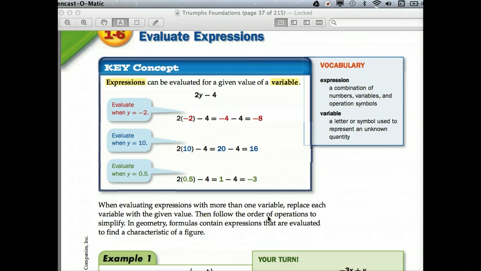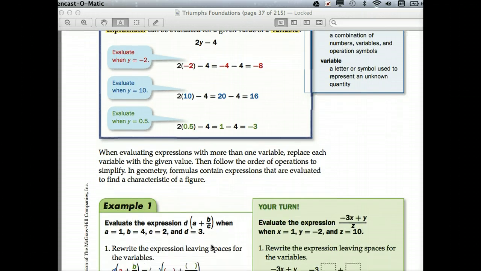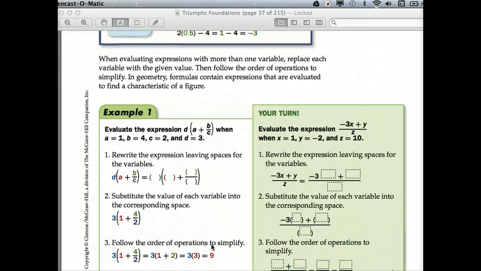Okay, very good. So when evaluating expressions with more than one variable, we're going to replace each variable with the given value. Up here in our key concept, we only had one variable, but sometimes you may have more that you need to replace. Then follow the order of operations to simplify. In geometry, formulas can contain expressions that are evaluated to find a characteristic of a figure. So let's see what that looks like in example 1.